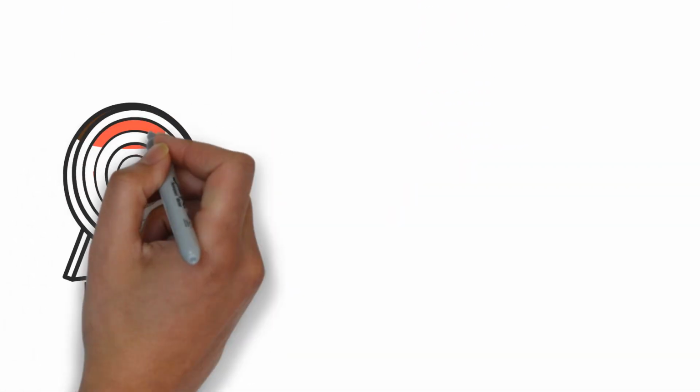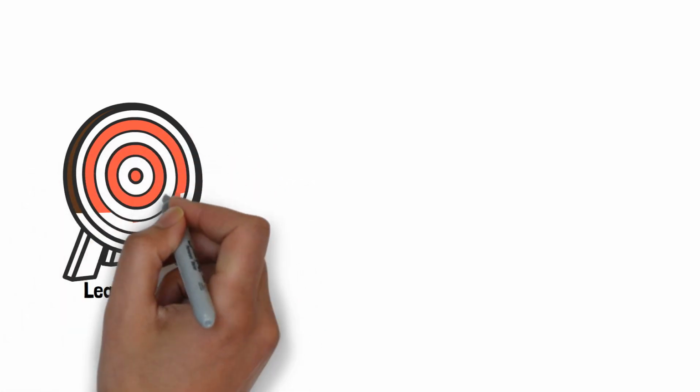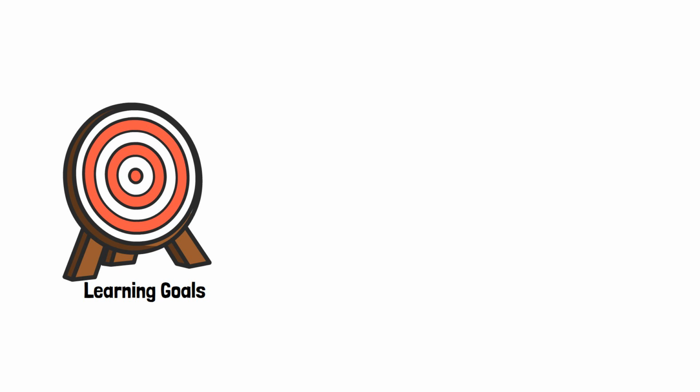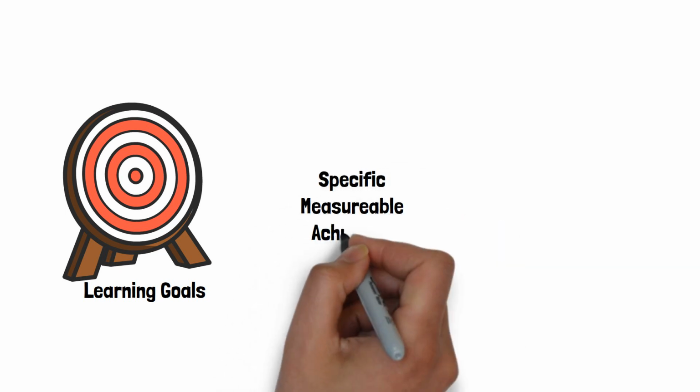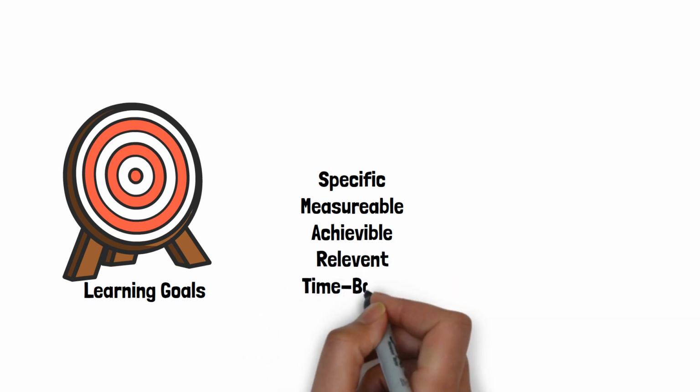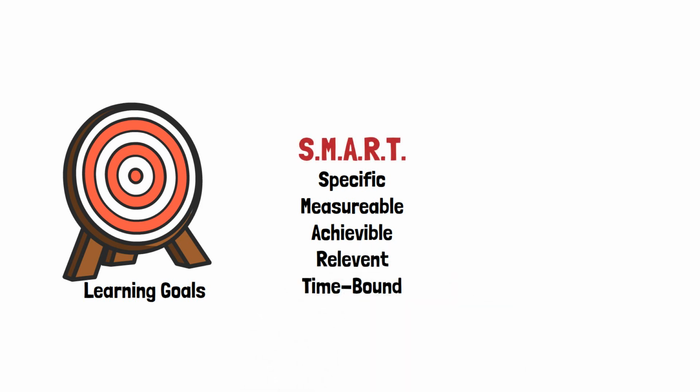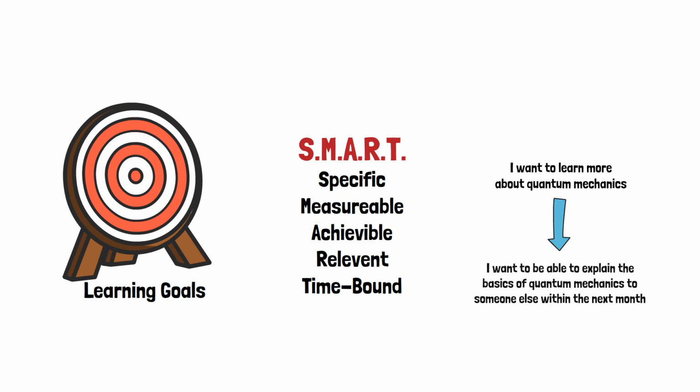One key aspect of meta-learning is setting learning goals. Before you start learning something new, it is important to have a clear idea of what you hope to achieve. This can help you stay focused and motivated, and it can also help you measure your progress. Setting specific, measurable, achievable, relevant, and time-bound, SMART, goals can be a helpful way to do this. For example, instead of just saying I want to learn more about quantum mechanics, you might set a goal of I want to be able to explain the basics of quantum mechanics to someone else within the next month.